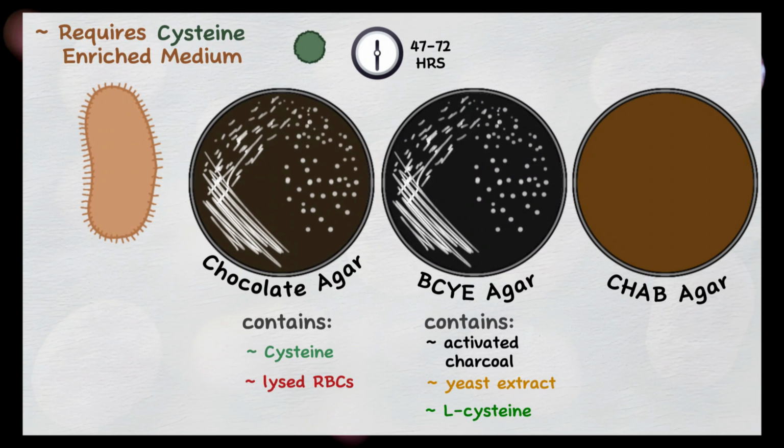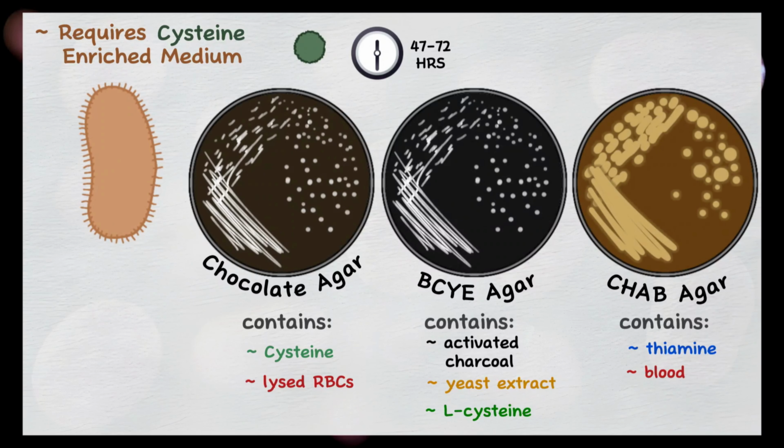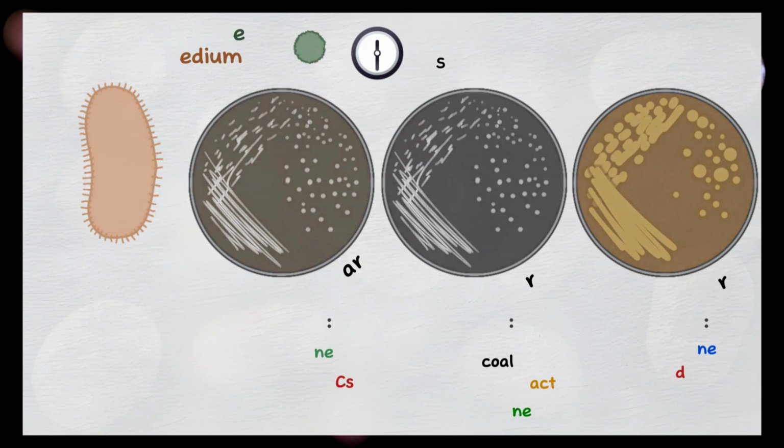CHAB, or glucose-cysteine agar, contains thiamine and blood. On this medium, Francisella tularensis produces greenish-white, round, smooth, and mucoid colonies.